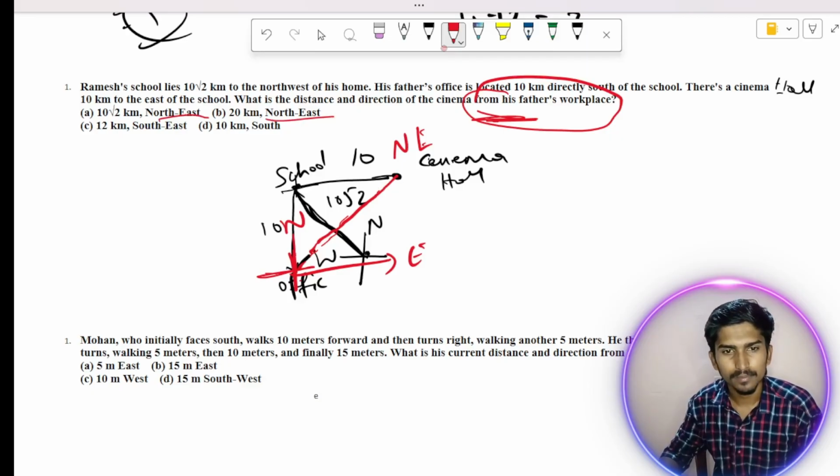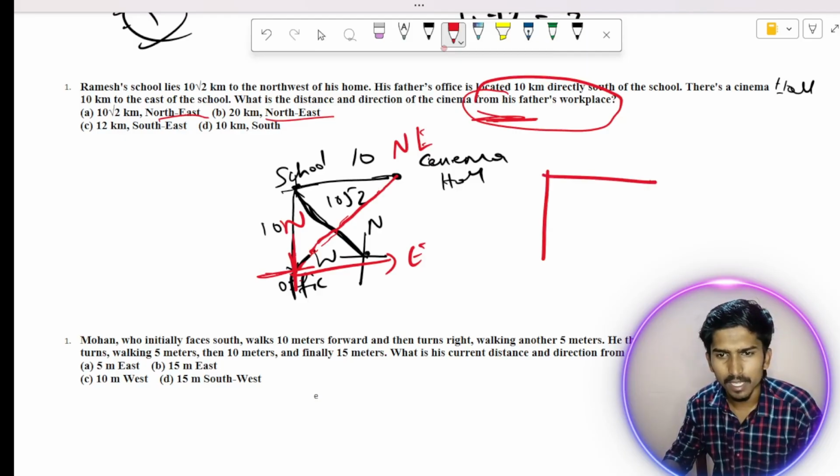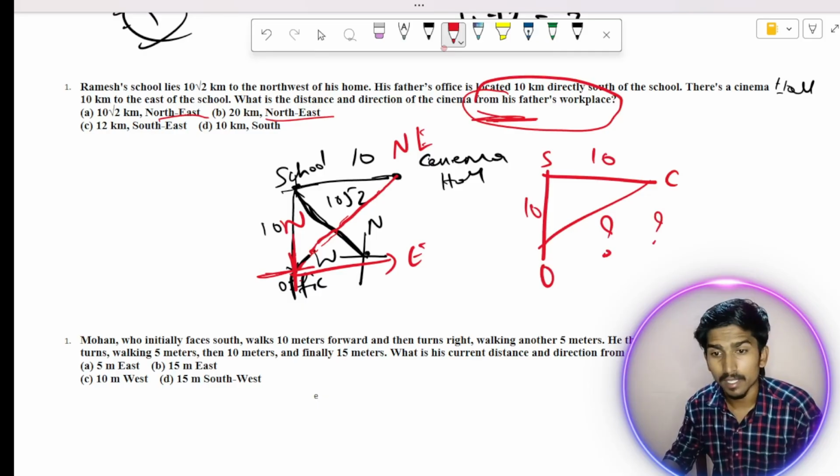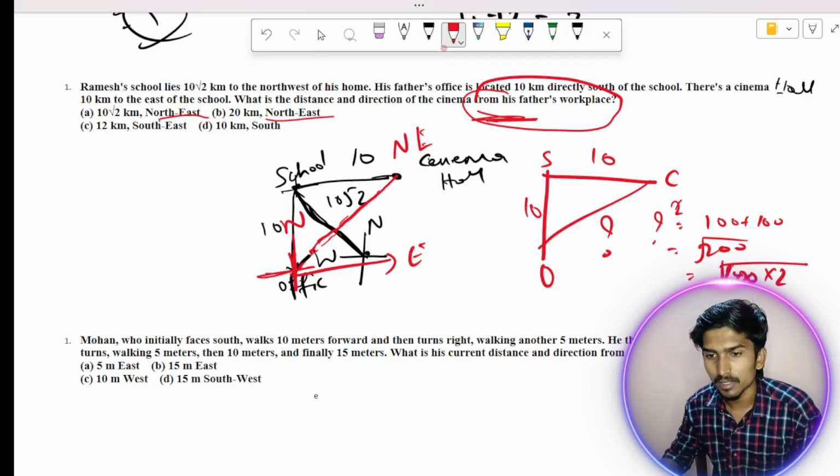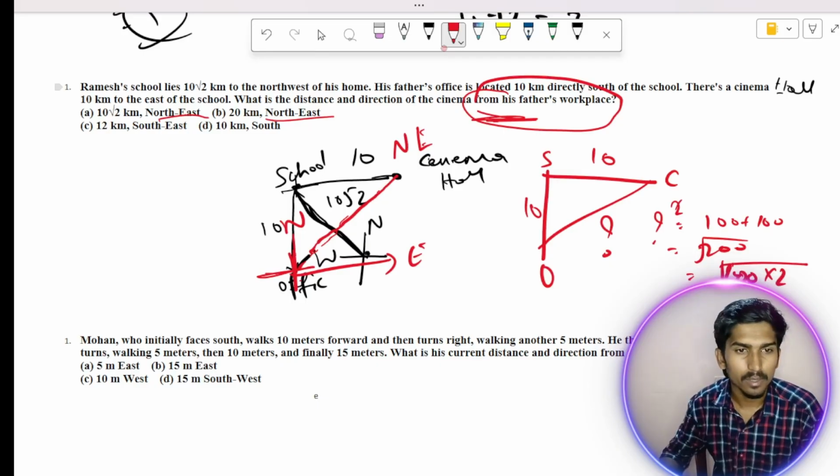What to do now? We find the distance. How can we find this? It's very simple. They have given it directly. School to cinema hall is 10 and school to office is 10, so we can easily find this by the same Pythagoras theorem. Whole square is equal to 10 square, which is 100, plus 10 square, which is 100. That is 200 under the square root. If we cancel and put a root, that is 100 into 2 under the root, which is 10 root 2. The answer is 10 root 2 kilometers northeast.